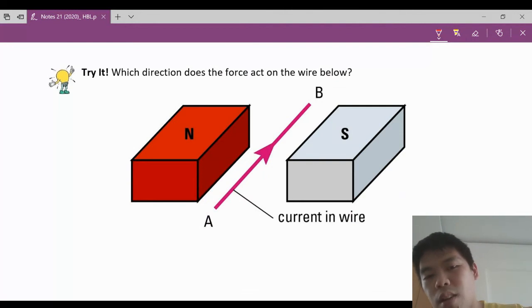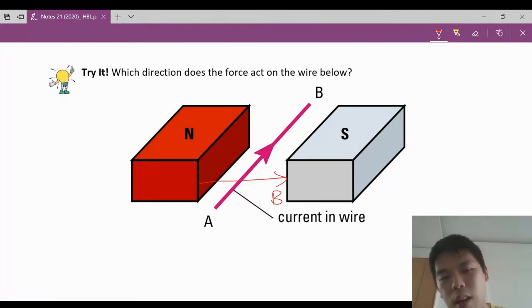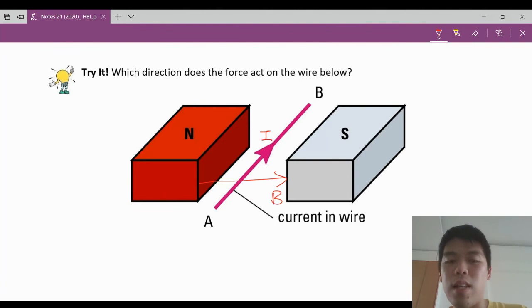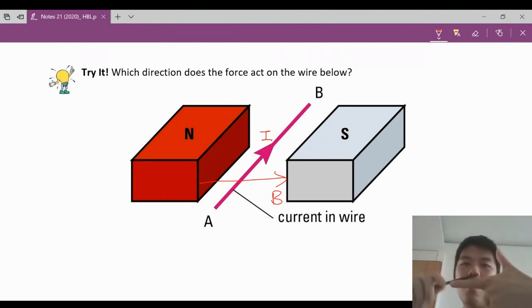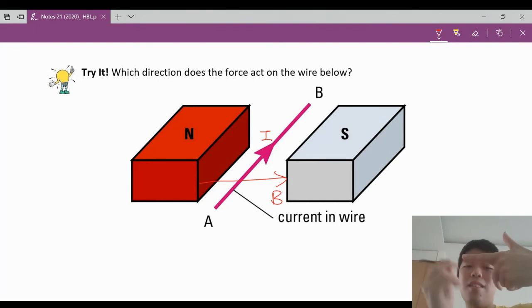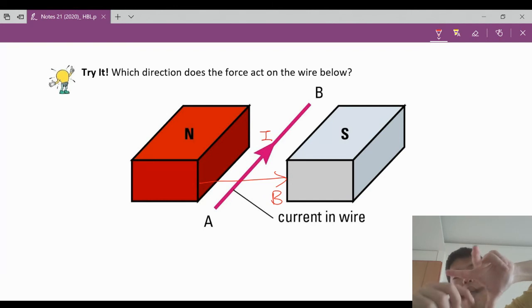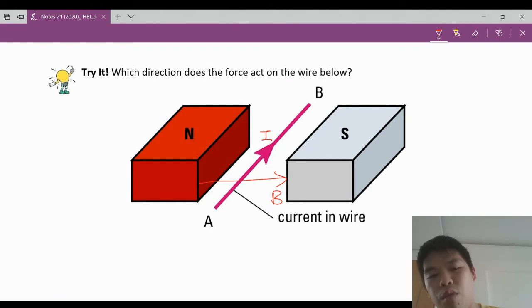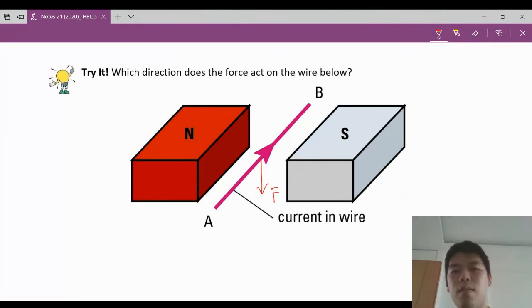All right, let's take a look here and try it. North to south, let's draw the magnetic field first. The magnetic field goes from here to here. Your current goes here to here. They want to see your force. You don't have to draw your magnetic field, but I draw it here to illustrate so that it's easier for all of us. FBI. So B goes this direction, I goes into the paper and F will go downwards. I'll erase my magnetic field so it does not get lost. So this is my force.